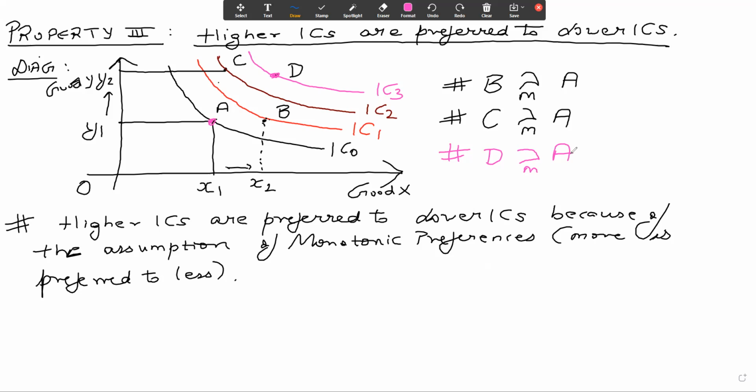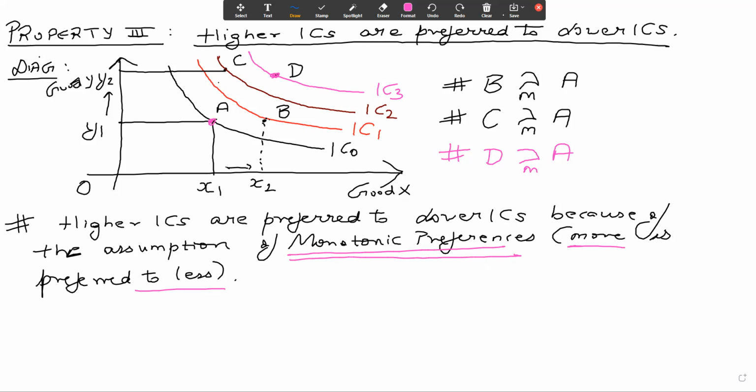So higher ICs represent a higher level of satisfaction and they will be preferred over the lower indifference curves because we assume that consumers have monotonic preferences. They always prefer more over less. More combinations of two goods give the consumer more satisfaction. So hoping students have understood property 3.